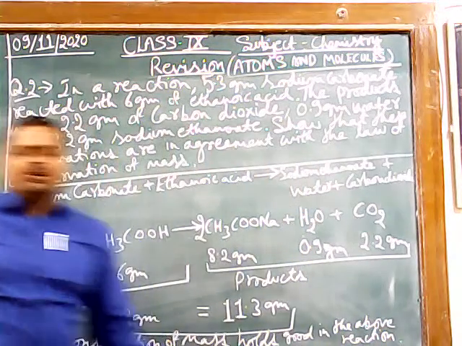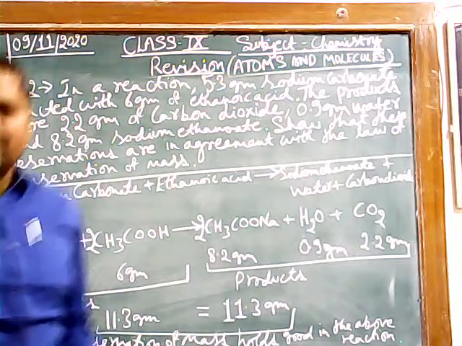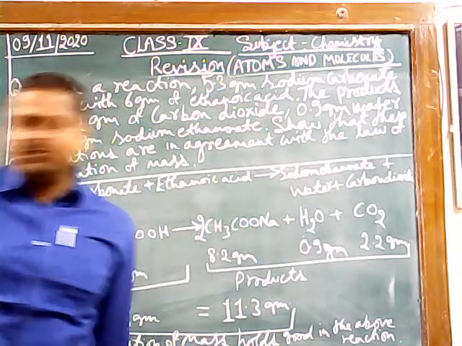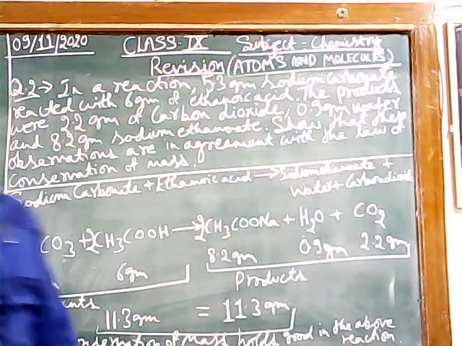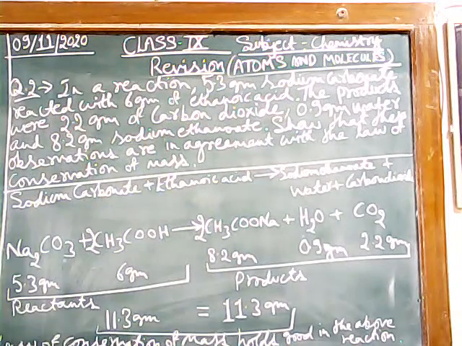Okay, children. So, do you understand or not? Is it clear to everyone? So we have seen the two laws. Now we will see the chemical formula, how to write the chemical formula.